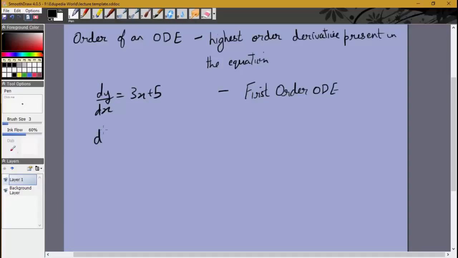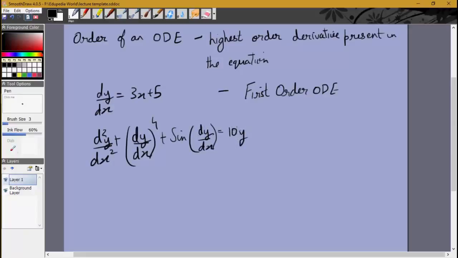If I have d2y by dx squared, which is the second order derivative, or the double derivative of y with respect to x, plus dy by dx whole to the power 4 plus sine of dy by dx is equal to 10y, say. Now this would be a second order ODE. Again, notice they are all ODEs, ordinary differential equations. For the rest of this course, we'll only study ordinary differential equations.